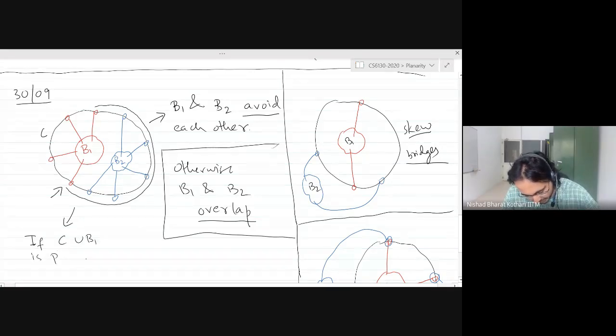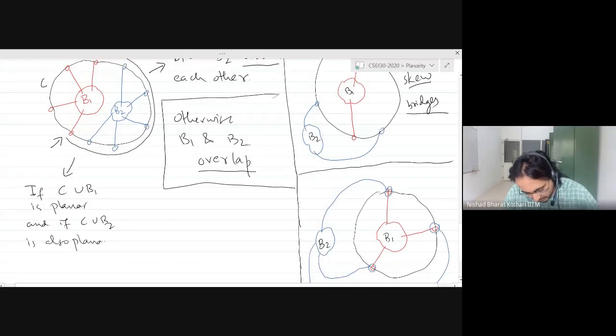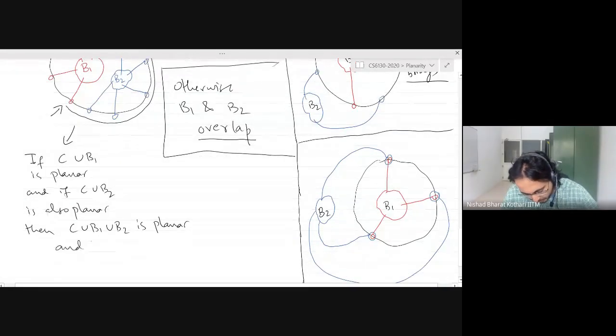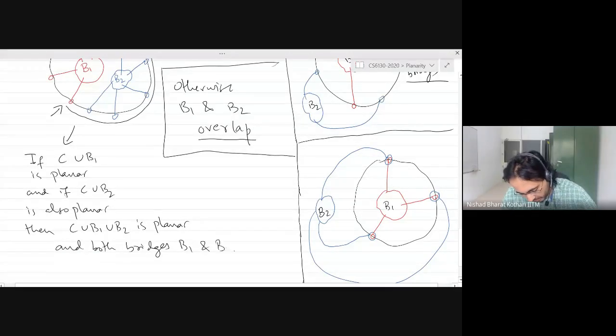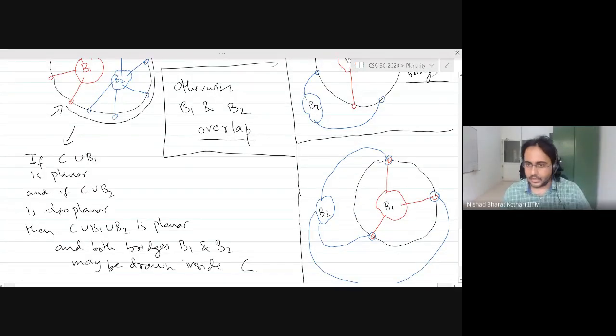planar, and if C union B2 is also planar, then C union B1 union B2 is planar, and both bridges B1 and B2 may be drawn inside the closed curve C. Does that make sense? Right?